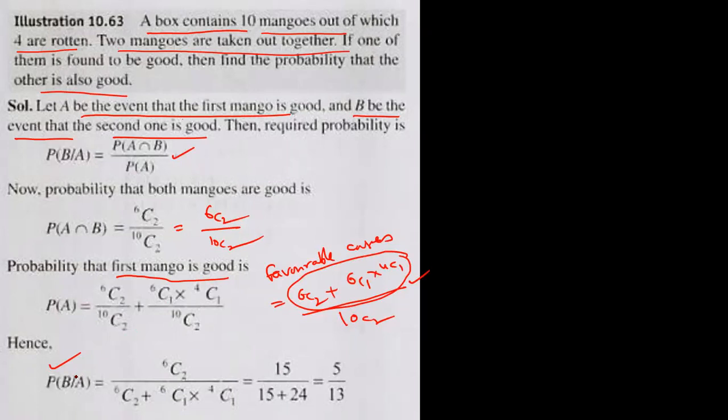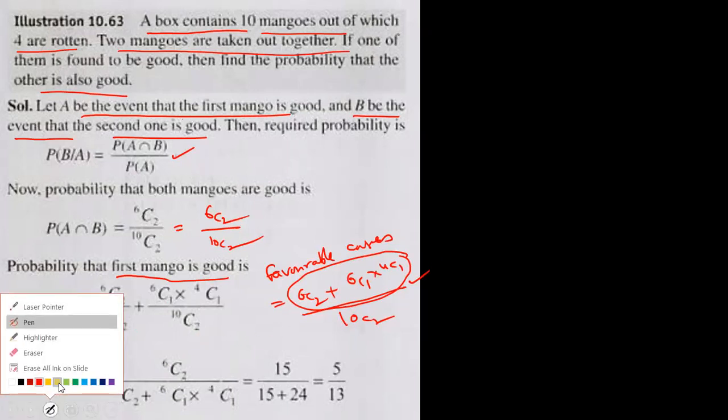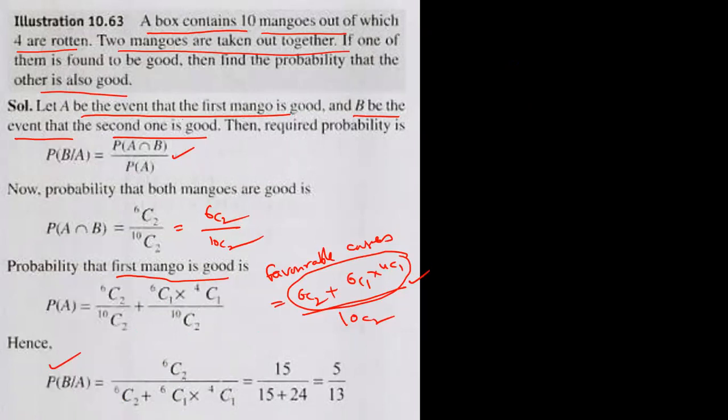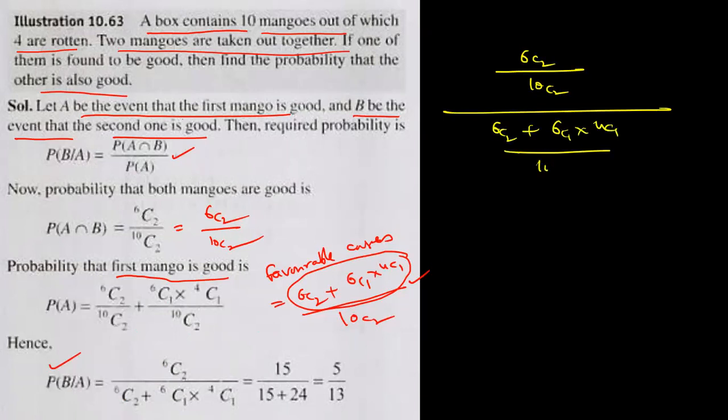Now, P of B by A. What is the result coming here? Writing carefully, P of A intersection B is 6C2 by 10C2, whole divided by the other probability. So what is the answer? 5 by 13, that is the answer.